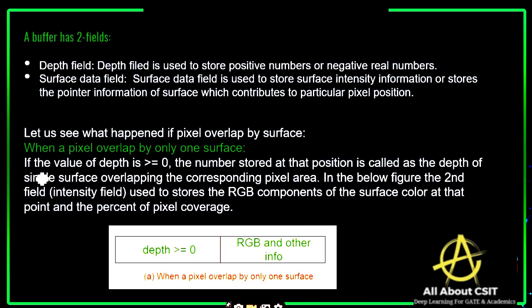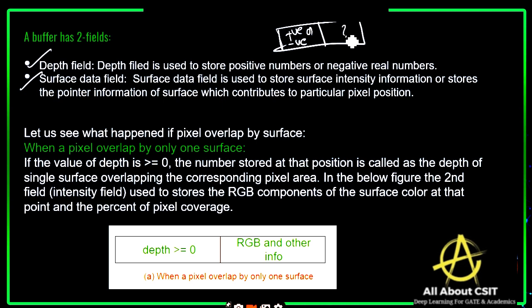Now let's see the fields of the A-buffer. There are two fields present in the A-buffer. One is the depth field, another is the surface data field, which we usually also call the intensity field. Why are we using the depth field? The depth field is used to store positive or negative real numbers.